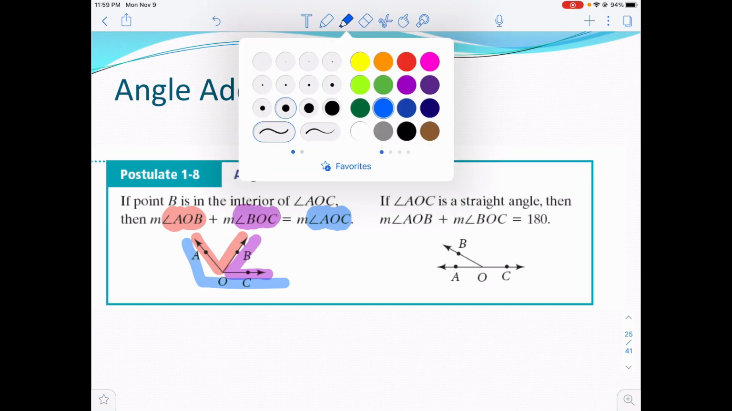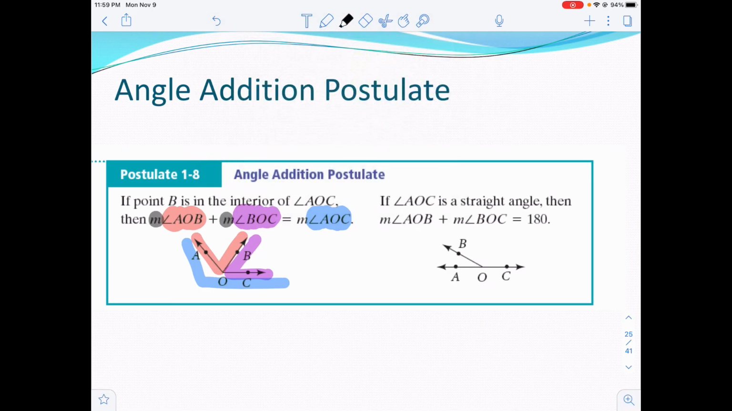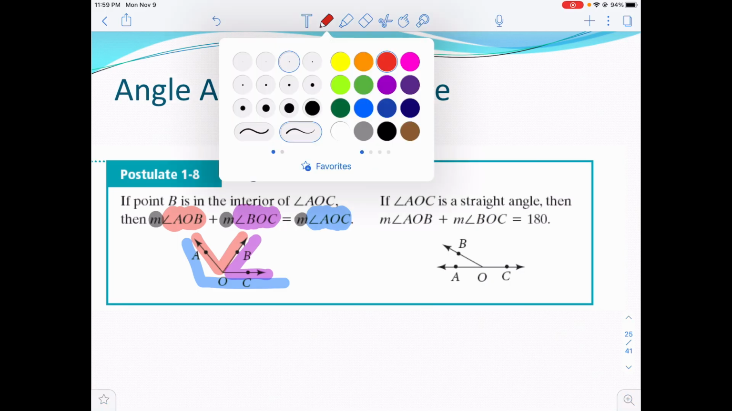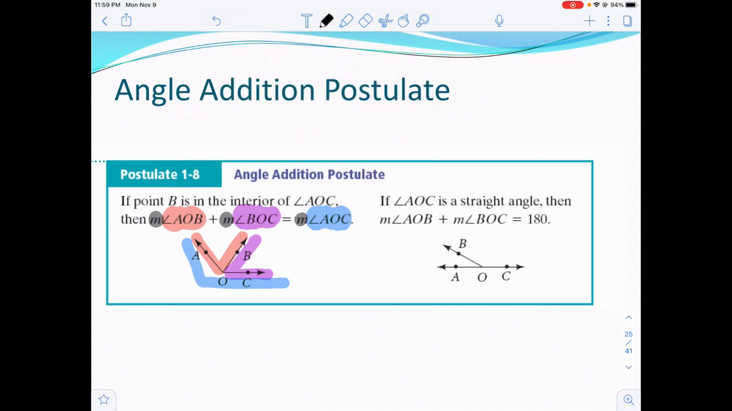Now, you'll also notice that here, there's an M in front of all of these, and I don't actually ever use it, but the book does, and you should know what it means. This simply means measure. That makes sense why they would use it, because they're basically saying the measure of angle AOB plus the measure of angle BOC is equal to the measure of angle AOC. So, small plus small equals large, or red plus purple equals blue, however you want to see it.